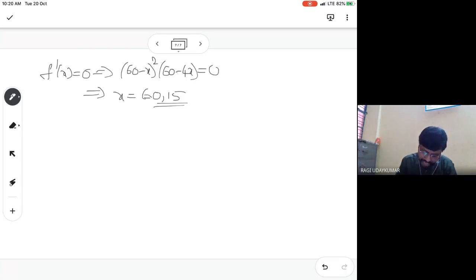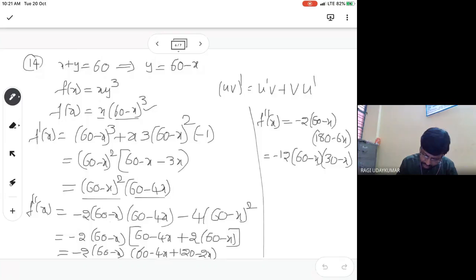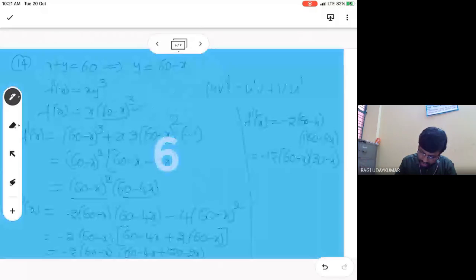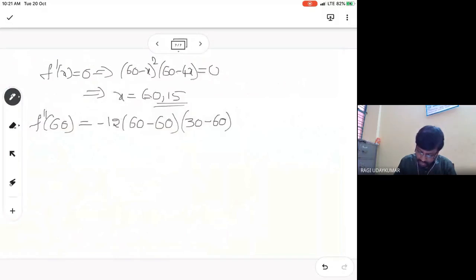So f double dash of x value, substitute x as 60. What did f double dash of x come to? Minus 12 into (60 minus x) and (30 minus x), remember this. So 30 minus x is 60 here. So what do you get in this one? This complete product will be equal to 0. So if f double dash of x is 0, what can you say?